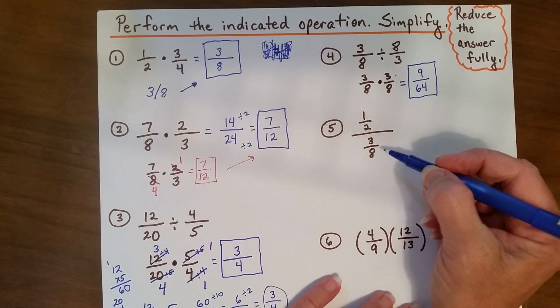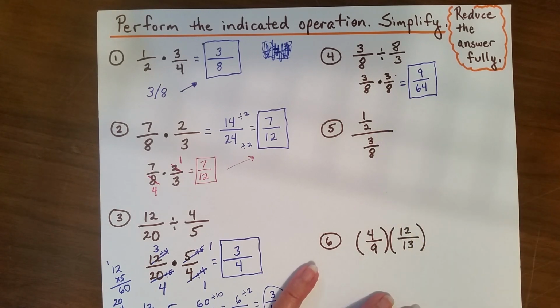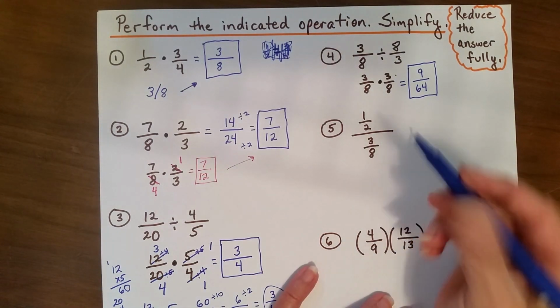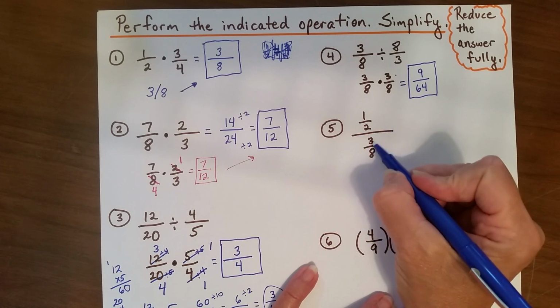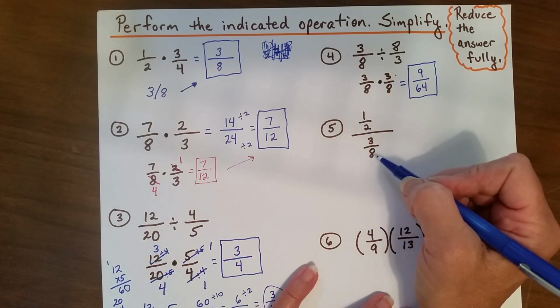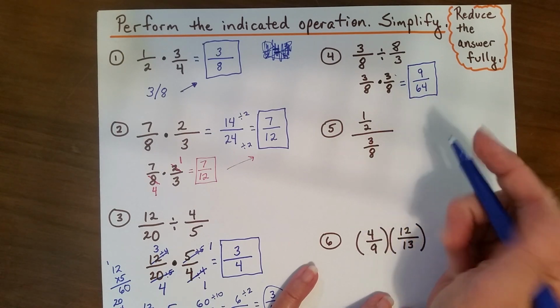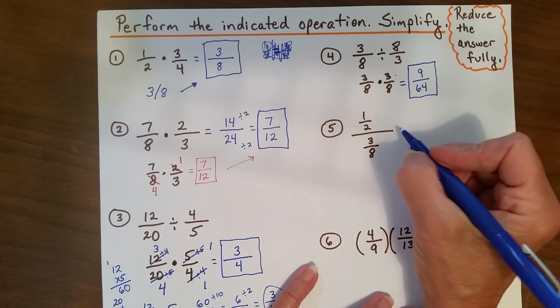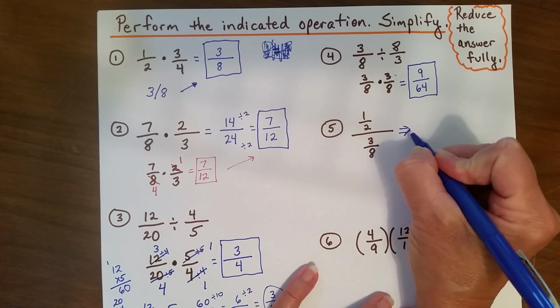Okay, the next one. This is kind of cool because this is called a complex fraction. We have a fraction divided by a fraction. Okay, well, it looks really mathy like that. It looks complicated, but it's not. This is written vertically. I'm going to rewrite that horizontally.